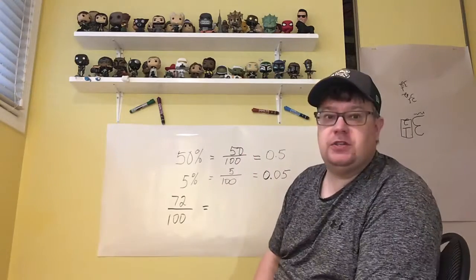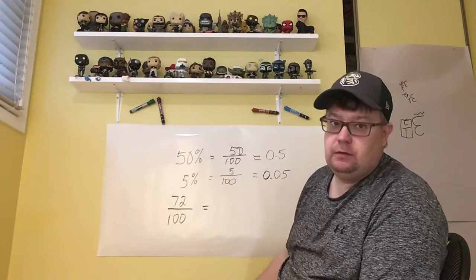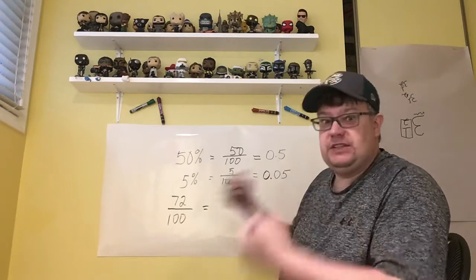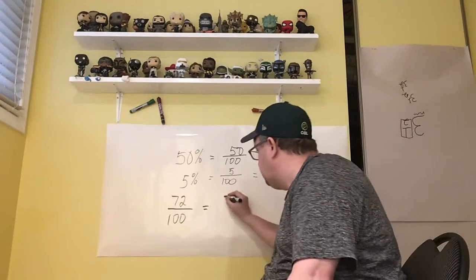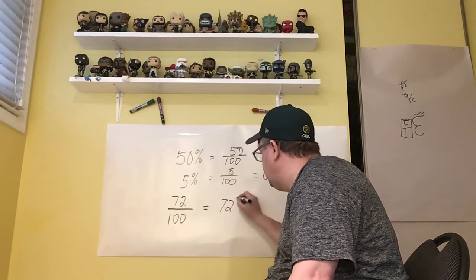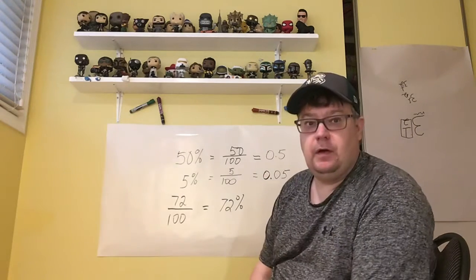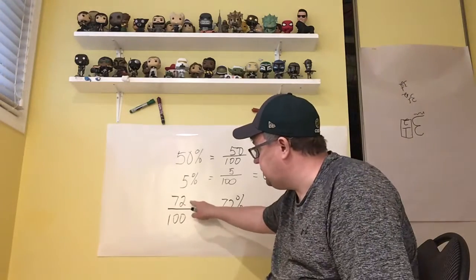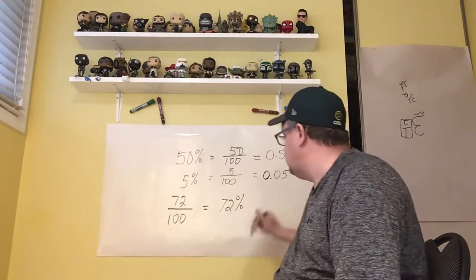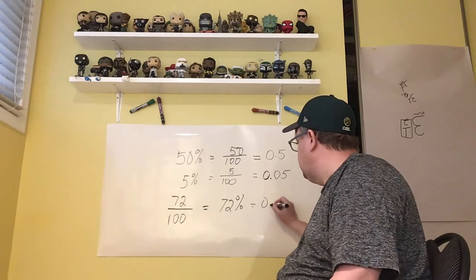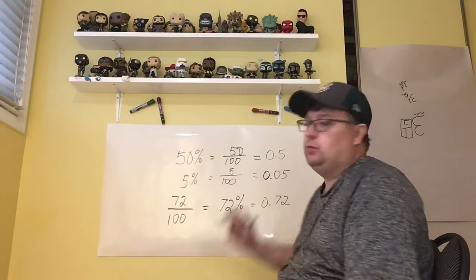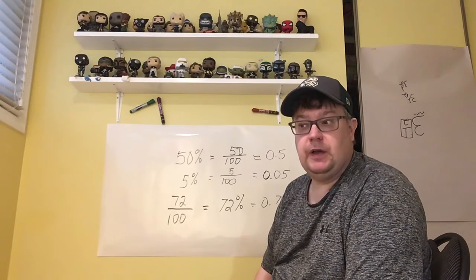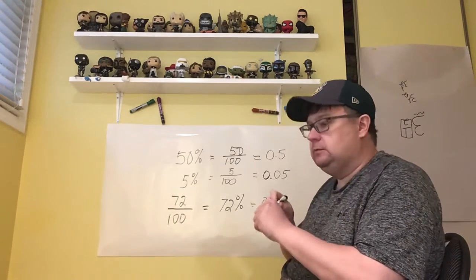Okay, so I'll start with the fraction now. 72 over 100. The easiest thing to do for 72 over 100 is write the percent right away. So this becomes 72%. All right? And the decimal, it's 72 hundredths. So my decimal would become 0.72. Pretty straightforward.